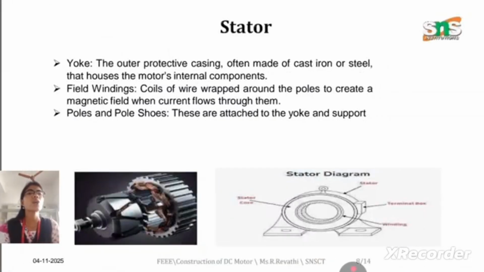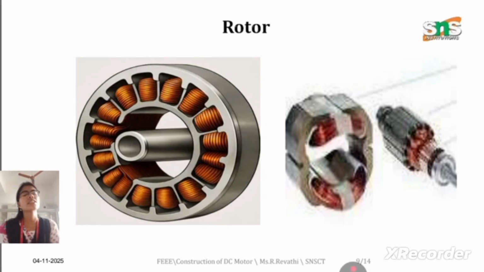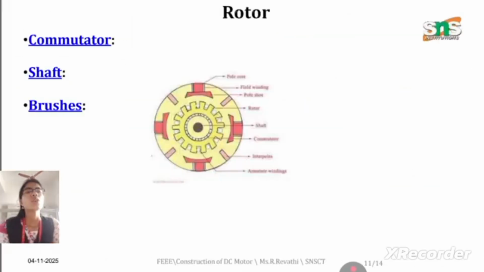The stator is the outermost protecting casing, often made of cast iron or steel, and houses the motor's internal components. Poles and pole shoes are attached to the yoke and support the field winding. The field winding is a coil of wire wrapped around the poles to create the magnetic field when current flows through them. The rotor is the rotating part, which consists of an armature core, commutator, shaft and brushes. The commutator is used for converting the AC supply to DC, and the shaft and brushes act as a bearing for the DC motor.